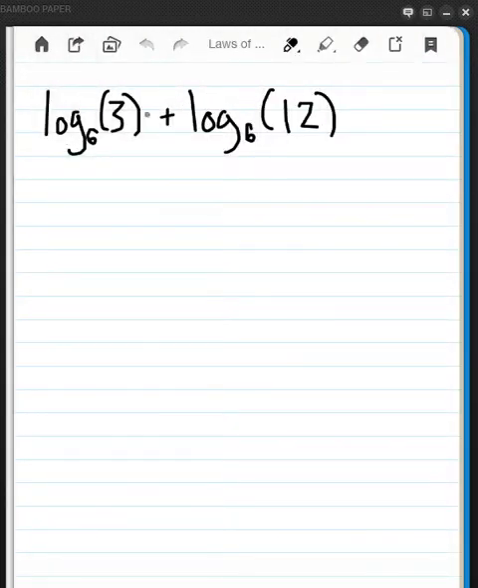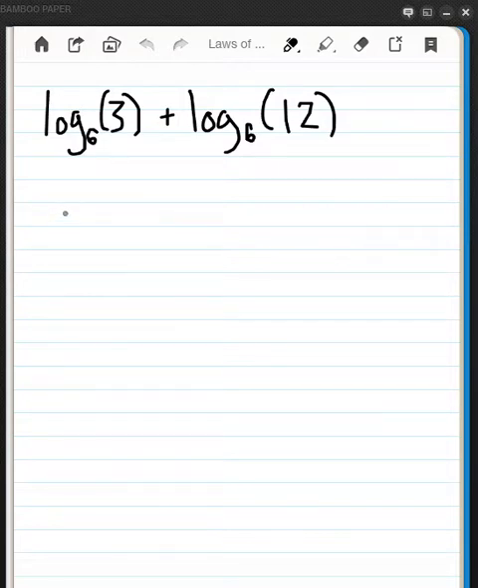We have log base 6 of 3 plus log base 6 of 12. Again, this is going to be difficult for us because we can't figure out what power we would raise 6 to get to 3. It's not a rational number. And we can't figure out what power we would raise 6 to get to 12. Again, it's not a rational number. So we'd have to use one of the laws of logs if we were going to evaluate this.